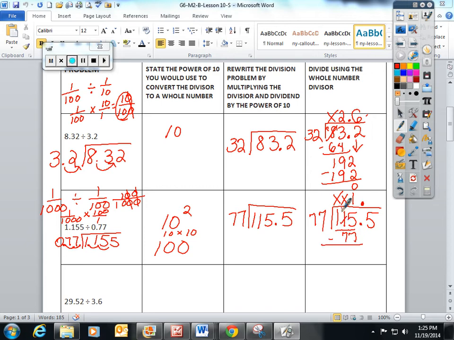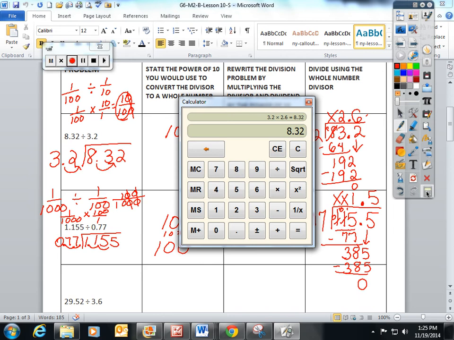When I subtract these, I get 38. I'm going to drop my 5 down. 77 fits into 385 5 times. And your answer to this division problem, or your quotient, is 1 and 5/10. And again, I'm going to multiply my quotient by my divisor to make sure that my dividend is correct. And it is 1 and 155 thousandths. And this was a brief synopsis of Lesson 10.